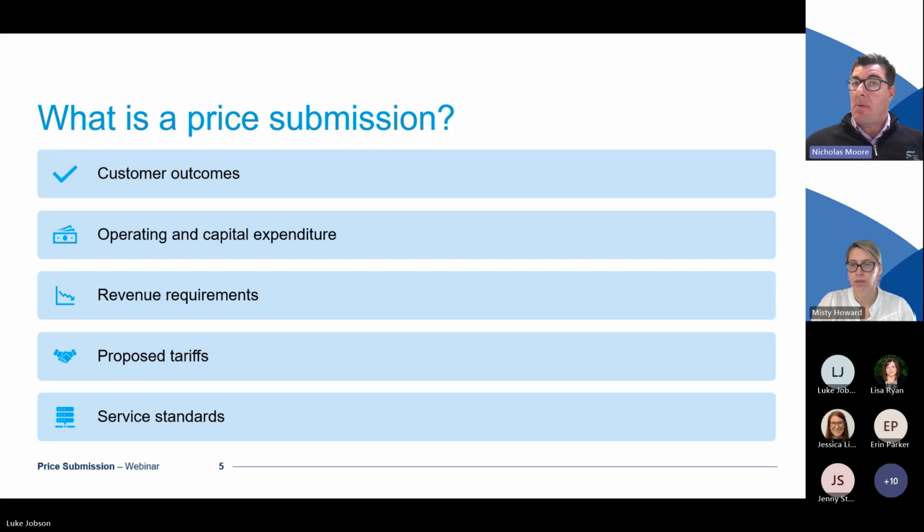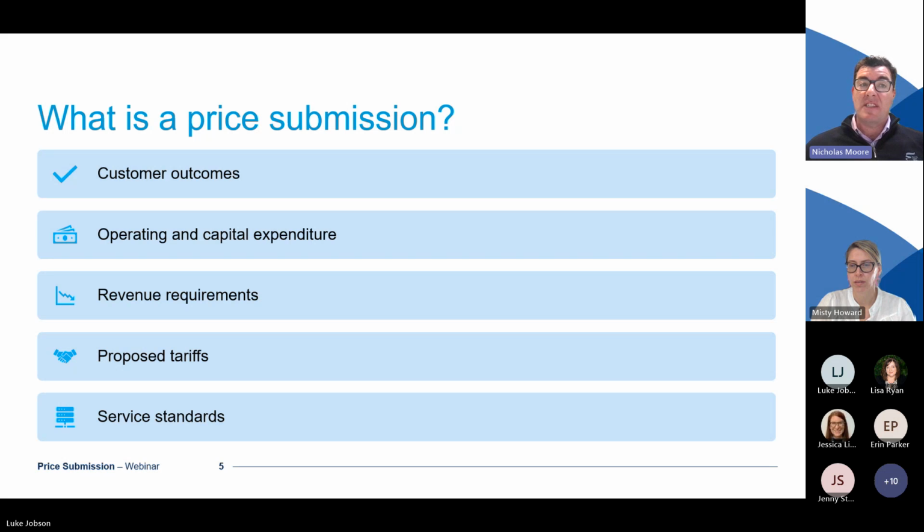Once that operating and capital expenditure is assessed, our economic regulator determines the revenue requirement for our business to run over generally a 5-year period. If our price submission is for 5 years from 1 July 26, the ESC will tell us this is the amount of revenue you need to run your business for that period. From the revenue requirement, we then look at our proposed tariffs to determine how we structure them to actually get that revenue requirement for that pricing period.